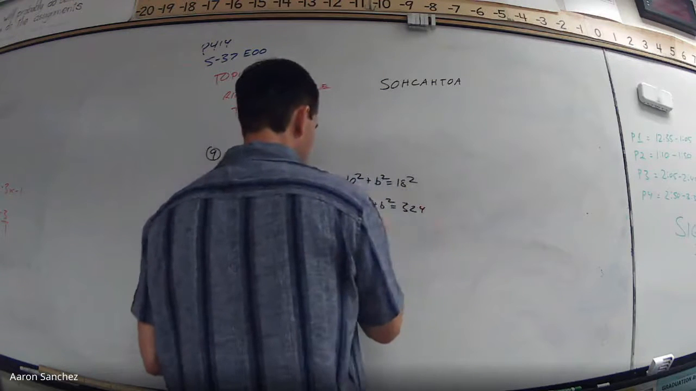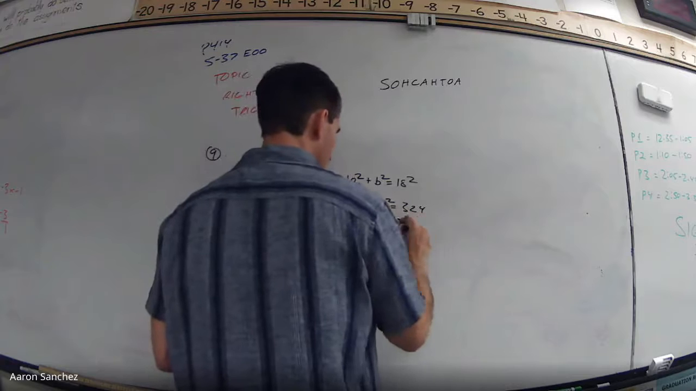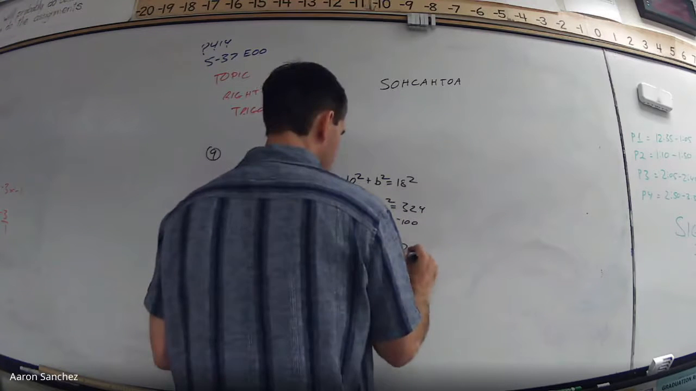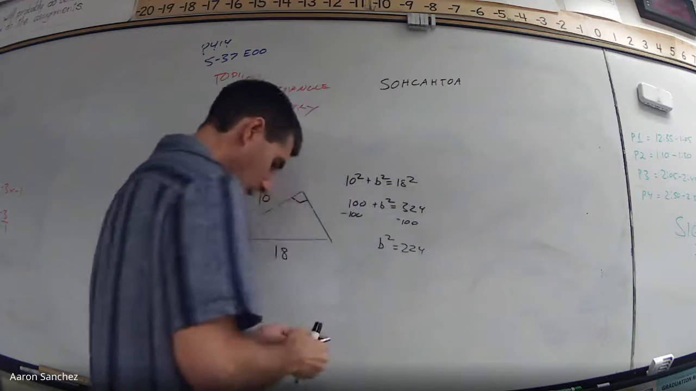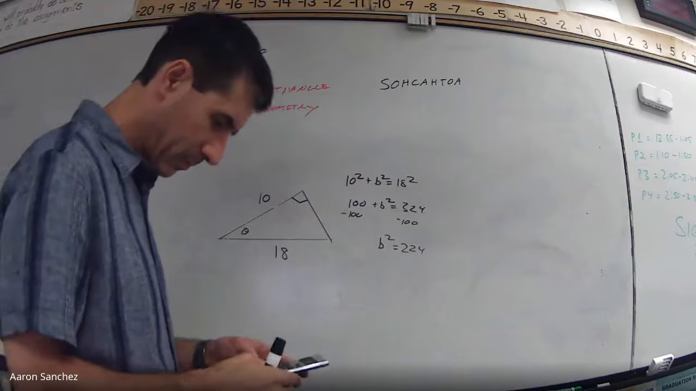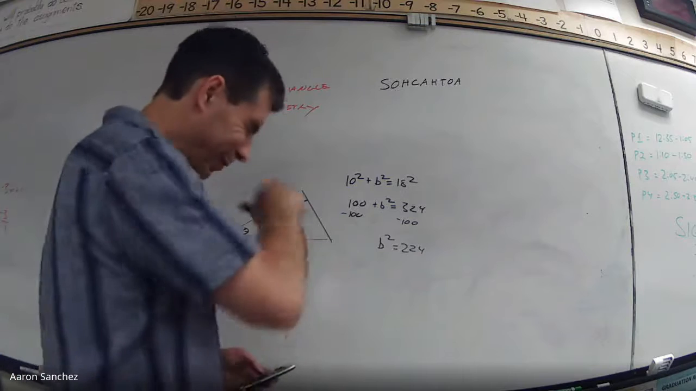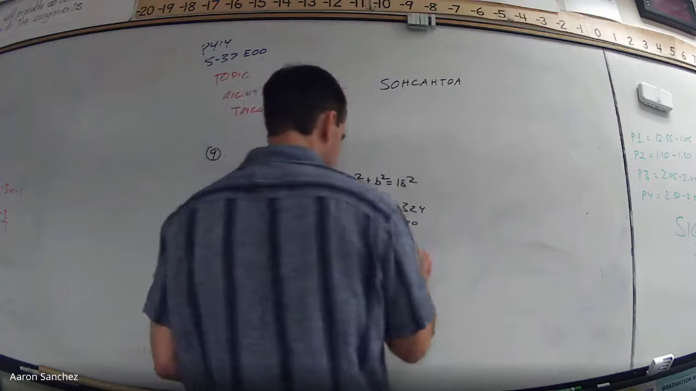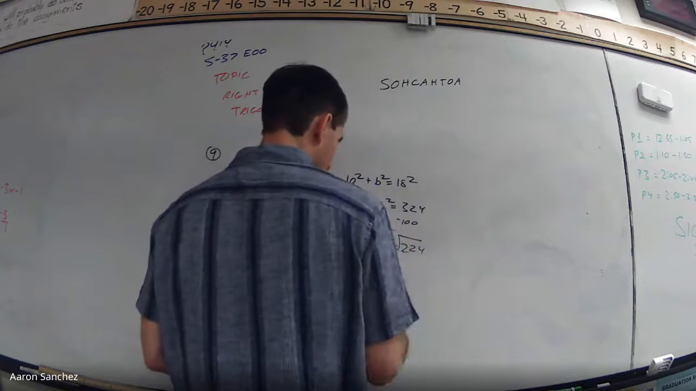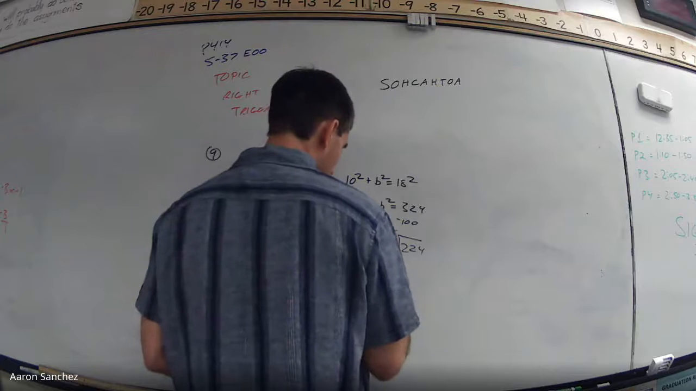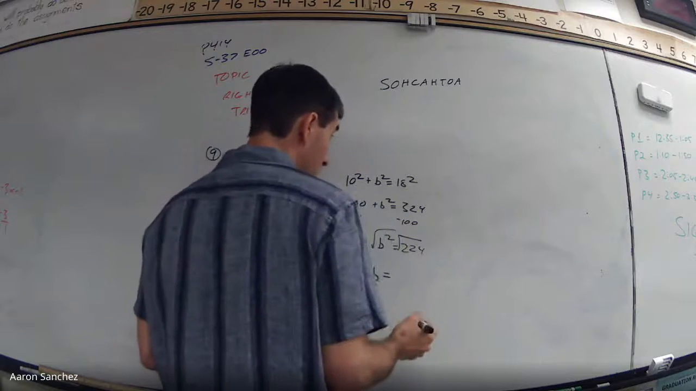And then subtract 100. B squared equals 224. And I get 14. Okay, so let's find the square root. So b is going to equal the square root of 224.